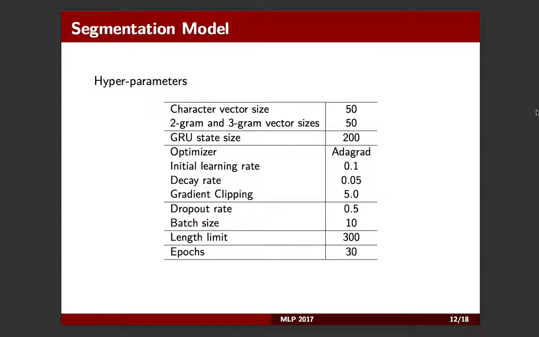So those are the hyperparameters. Most of them are rather regular, so there's nothing to say about them unless you want to do some re-implementation. The model is trained for 30 epochs with respect to the performance on the development sets.